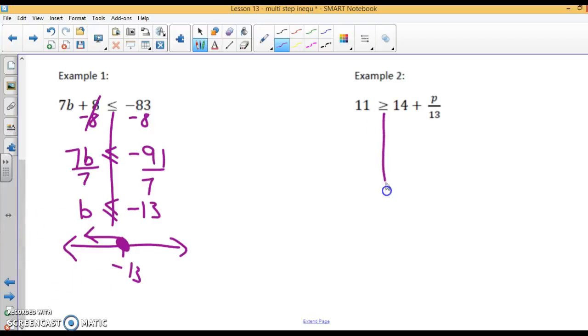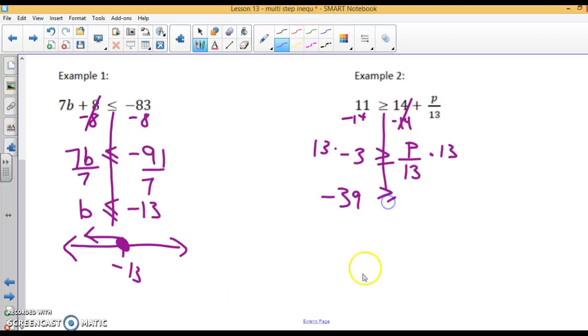All right, so solving this one. Subtract 14 from both sides. Remember, undo the number that's furthest from the variable first. So this will be negative 3 is greater than or equal to p over 13. Multiply both sides by 13. Again, I'm not switching the inequality because I multiply both sides by a positive.